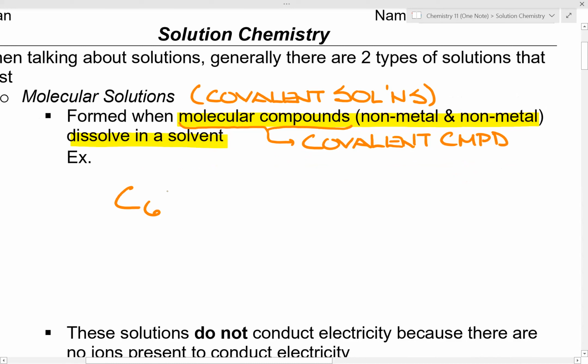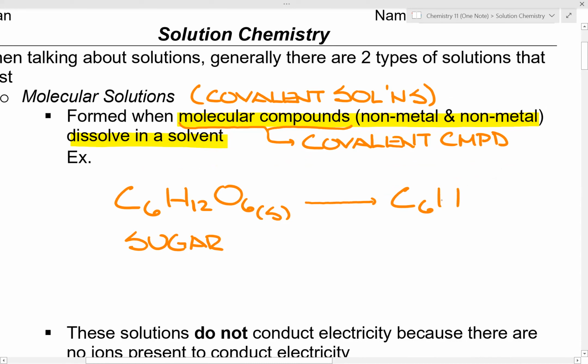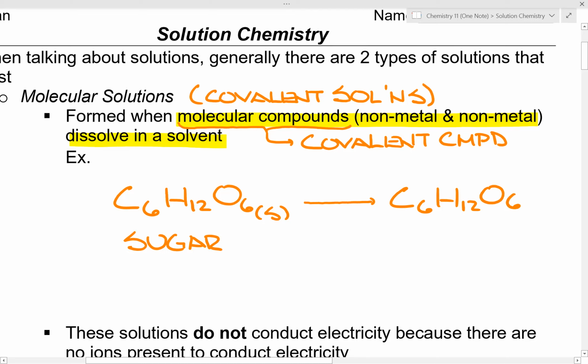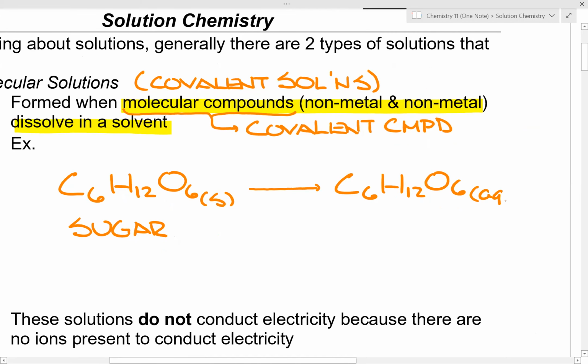So you have C6H12O6. So this is sugar. Now, normally it would exist as a solid, but when it dissolves in water, it becomes C6H12O6, and we have AQ. Now, this would be what we would call sugar water. This is the stuff that they use in your bubble tea, or when you dissolve sugar into your coffee or tea or whatever.